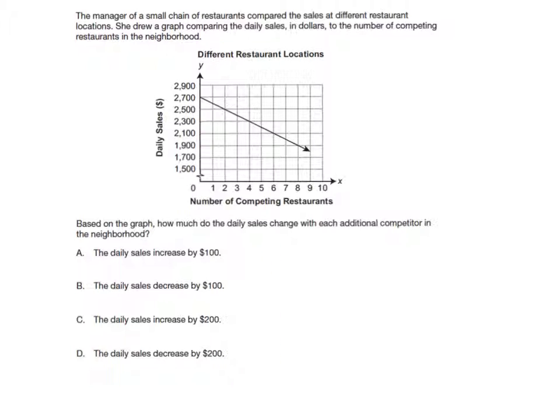It's a pretty straightforward problem, and I'm quite confident that all of you will have success with this one, but I'd like to walk through it with you just to make sure we understand how to read the question and understand what they're asking us.